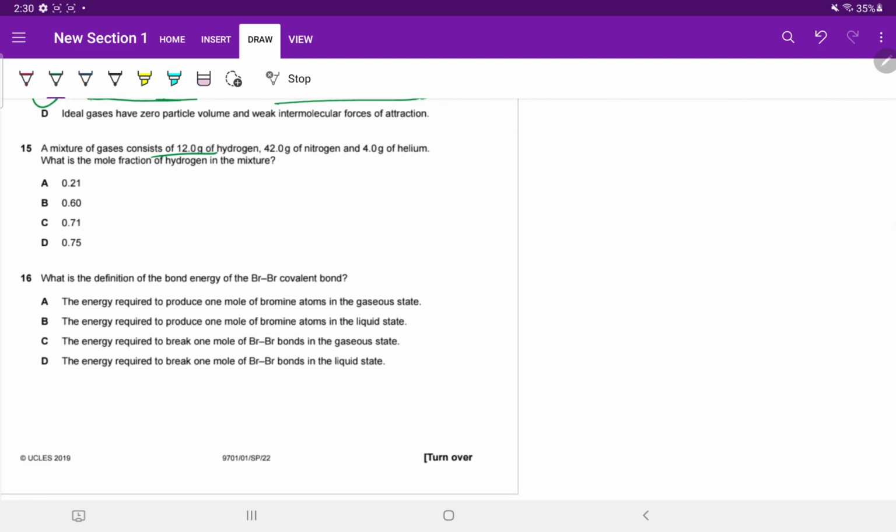Question number 15. A mixture of gases consists of 12 grams of hydrogen, 42 grams of nitrogen, and 4 grams of helium. What is the mole fraction of hydrogen in this mixture? Okay, so let's just do it. We have 12 grams of hydrogen, 42 grams of nitrogen, 4 grams of helium. If we divide them by their respective Mr, sorry, it's actually 4, we get 6, 1.5, and 1.